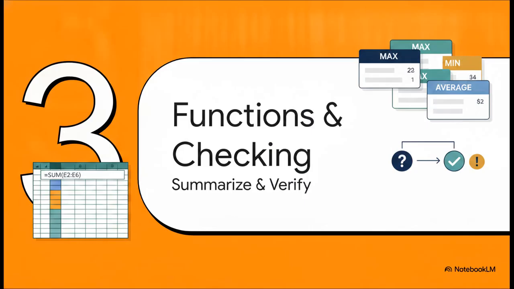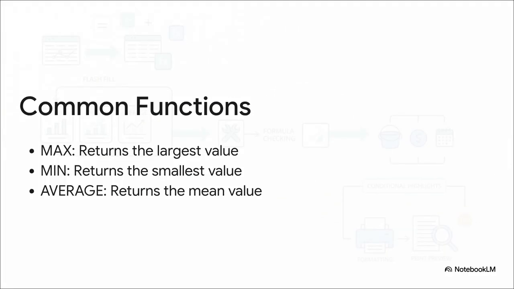That brings us to Stage 3, functions and checking work, which is all about summarizing and verifying our data. Instead of manually scrolling and searching through rows and rows of fundraiser amounts, we can just use built-in functions. Think of functions as prepackaged calculations. You just follow a simple pattern: equal sign, the function name, and then the range in parentheses. So you'd use MAX to instantly find the largest fundraiser amount, use MIN to find the smallest value, and use AVERAGE to find the mean value in your range. Just like that, analyzing your fundraiser's performance takes maybe 3 seconds.